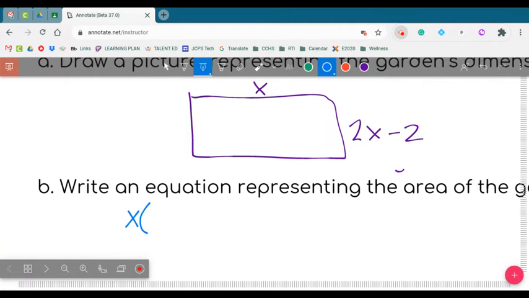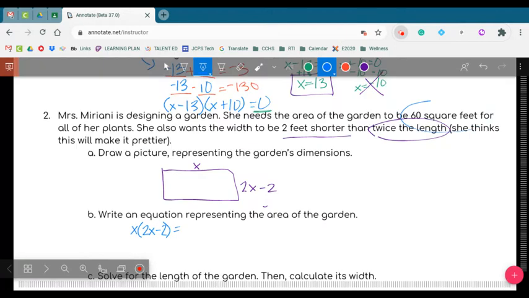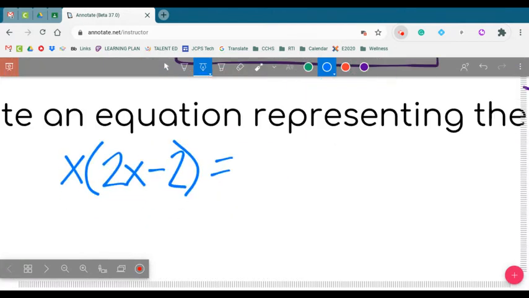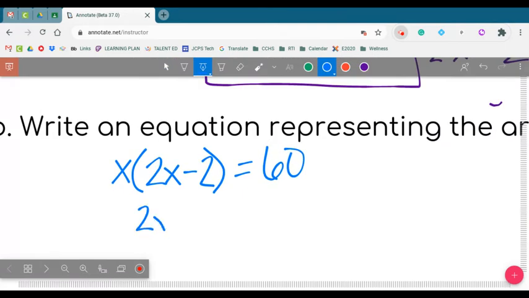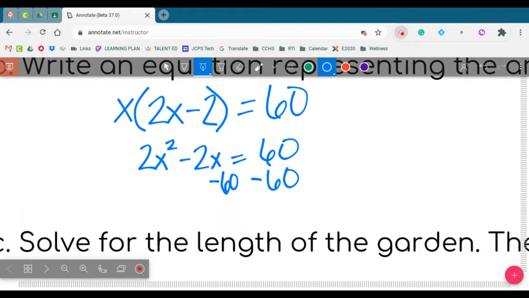x times 2x minus 2 equals... what did she say her total area was? Was it 60 up here? Yeah, 60. So I'm going to distribute. I'm going to get 2x squared minus 2x equals 60. I'm going to subtract my 60 over. So I'm going to get 2x squared minus 2x minus 60 equals 0.